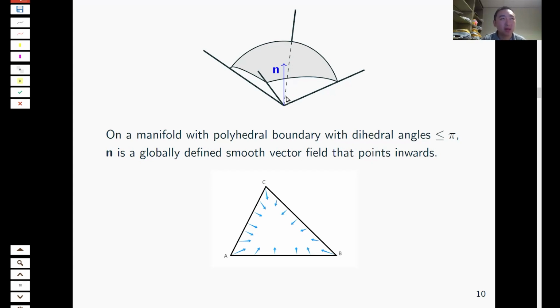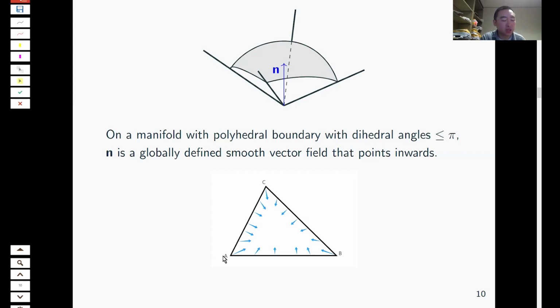And I would like to mention that if we really work on a manifold with polyhedral boundary, as mentioned in Zhizhang's talk, and we assume all the dihedral angles equal to pi, then this vector n actually can be globally defined as a smooth vector field. So you just choose any vector field that points inward. Locally, exactly the above picture is a vector pointing inward, but you can extend it smoothly. Just think about the vector always moving along the edge pointing inward, just as shown in the picture.